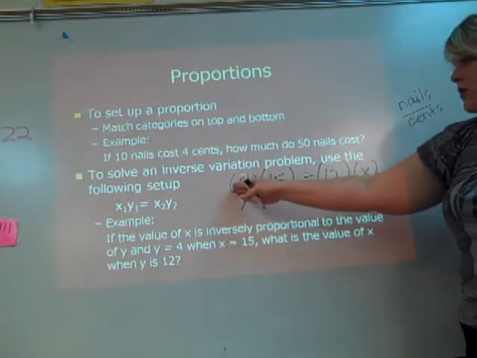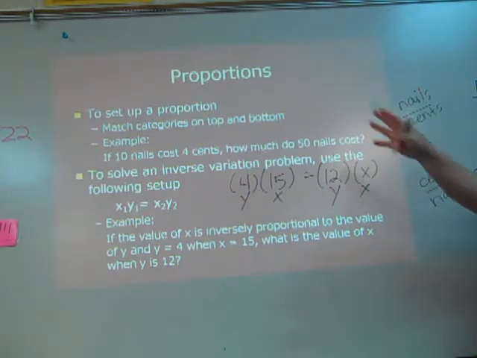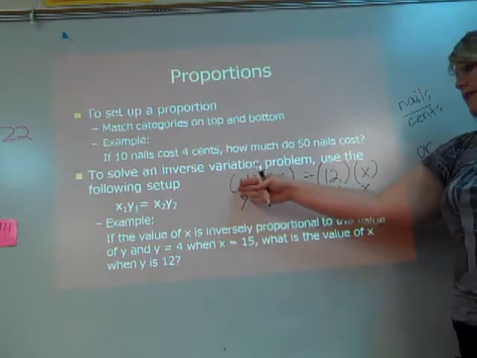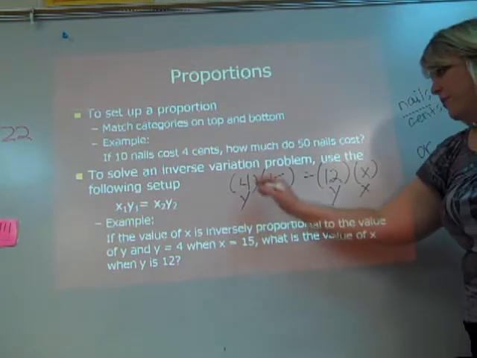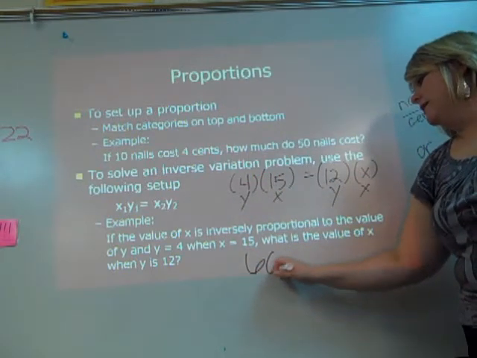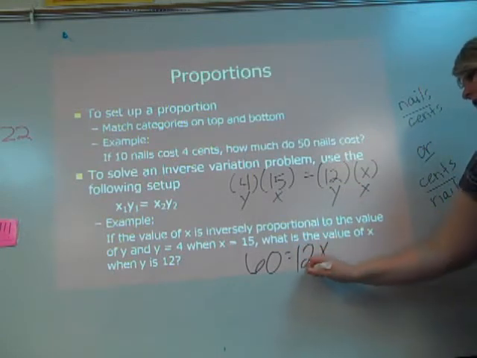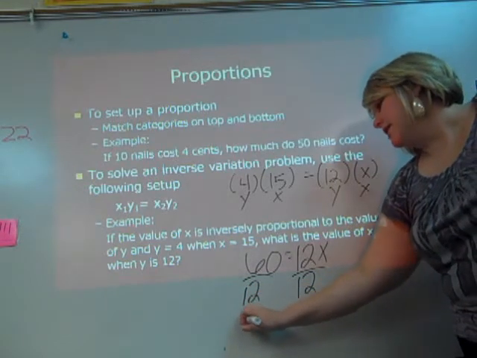Whenever the y goes up, the y got multiplied by 3, the x has to go down a proportional amount to keep that relationship balanced. So if I multiply y by 3, I have to divide x by 3. If you work this out, you end up with 4 times 15, which is 60. 12 times x, 12x. You divide by 12, you get that x is 5.